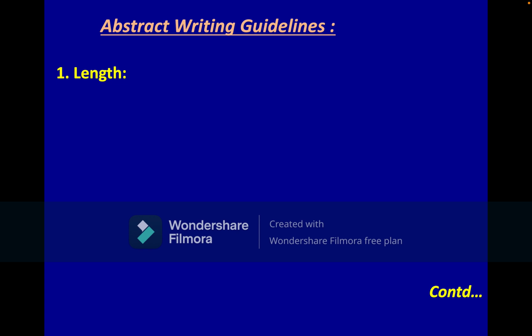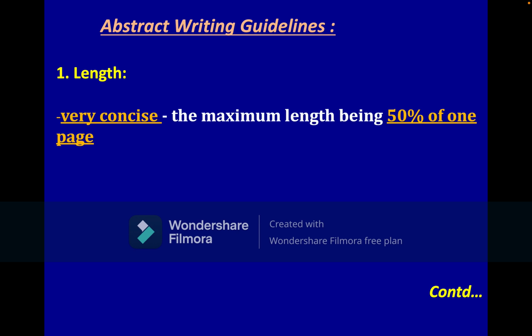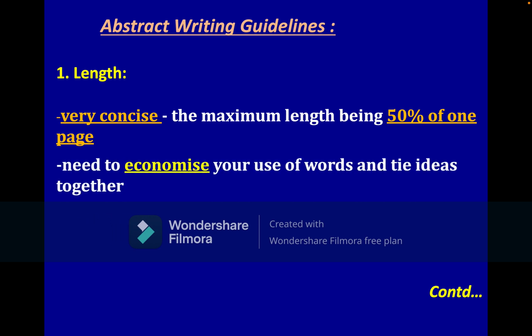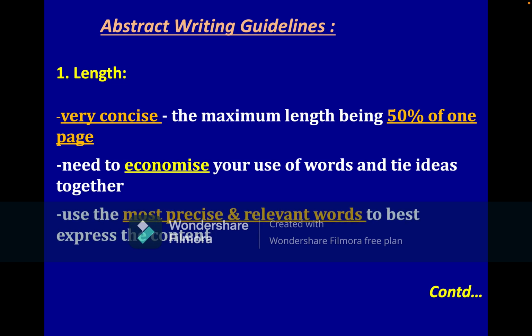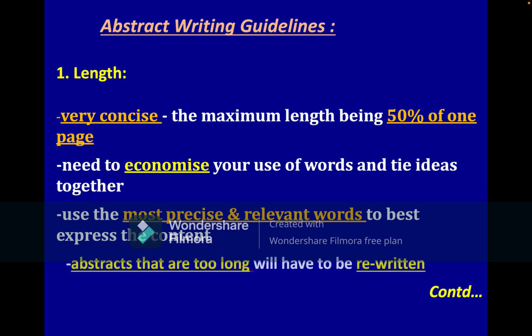My dear friends, at the time of writing an abstract, you have to follow some guidelines. In the first point, always remember the length of an abstract. It should be very concise, with a maximum length of 50% of one page. Secondly, you need to economize your use of words and tie 2 to 3 ideas together. Use the most precise and relevant words to best express the content. An abstract that is too long will have to be rewritten.